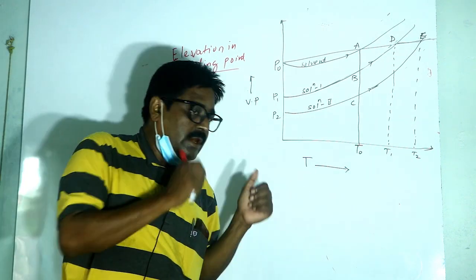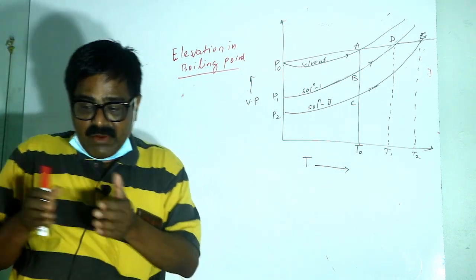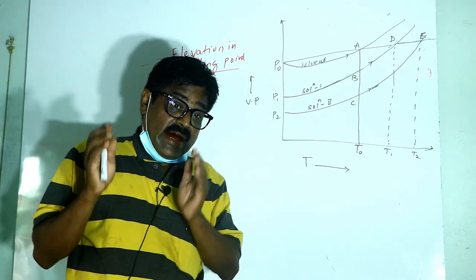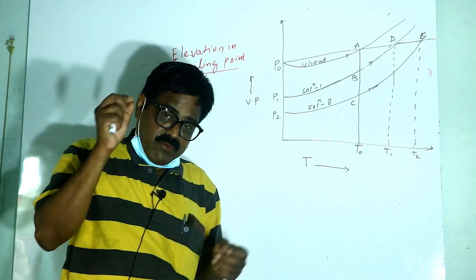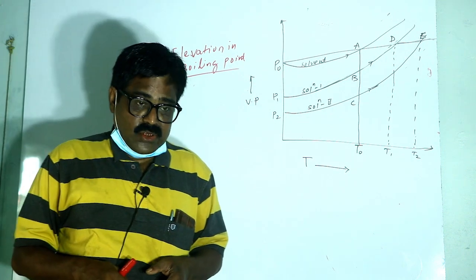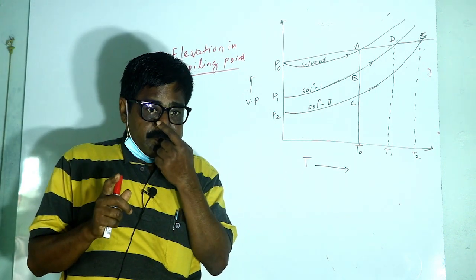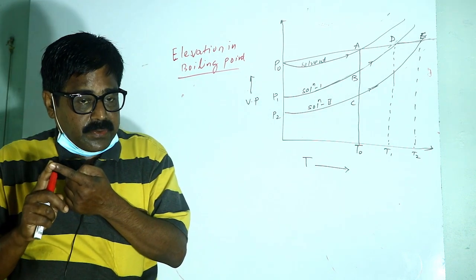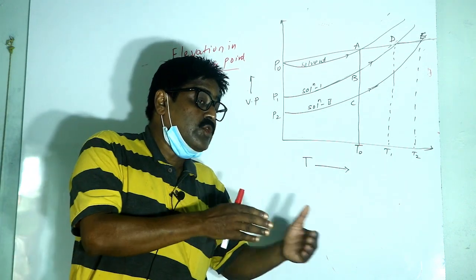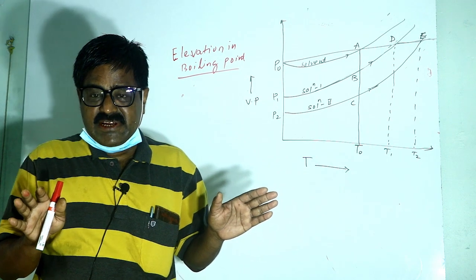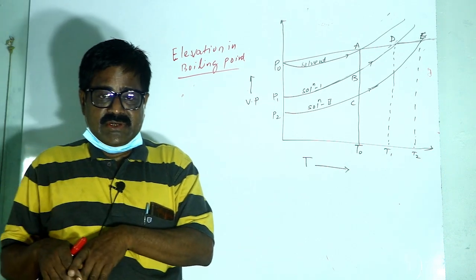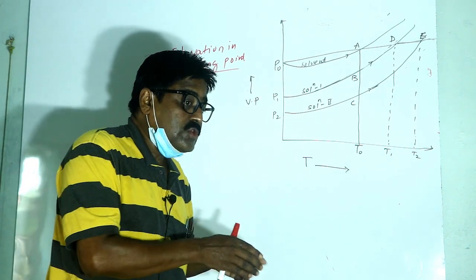When there is a pure liquid or pure solvent, and we are considering, in this solution chapter, a very dilute solution. When a volatile or non-volatile solute is added to the solvent, then it becomes a solution. The boiling point of the solution is always higher than that of its pure solvent. Is it clear? The boiling point of a solution is always higher than that of the pure solvent.